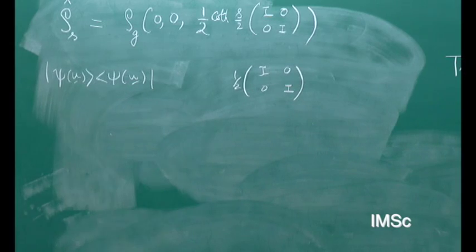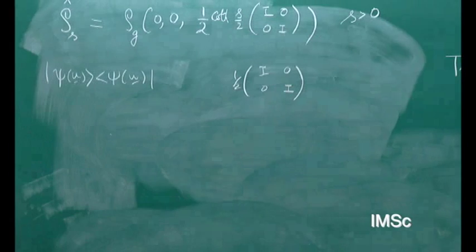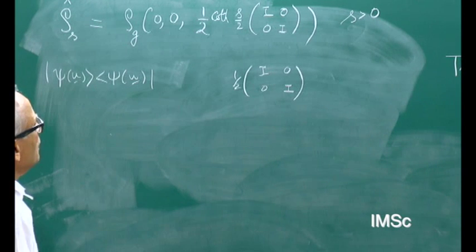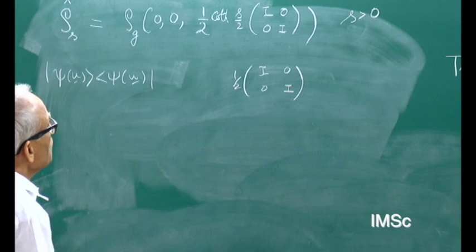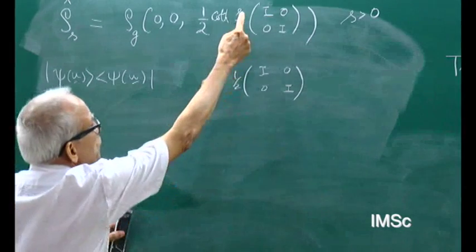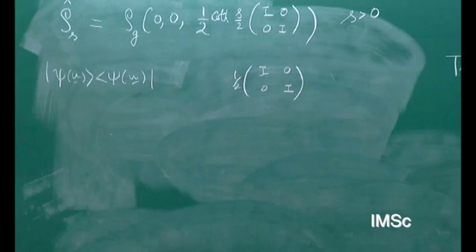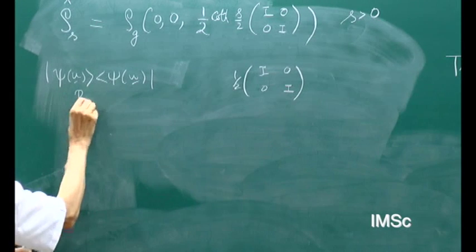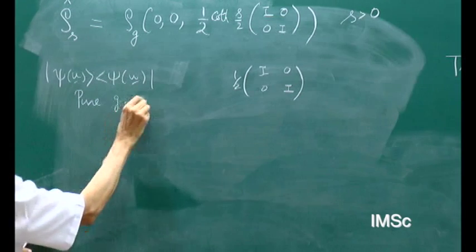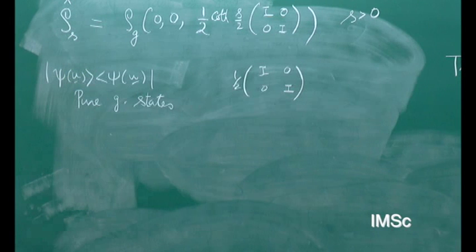Of course, this is meaningful only when s is greater than 0, because I have e to the minus s A dagger A. Otherwise, you won't get a state. You cannot continuously make s go to 0 there. So you have this. These are the pure Gaussian states. Okay. And that is an example of a mixed Gaussian state.